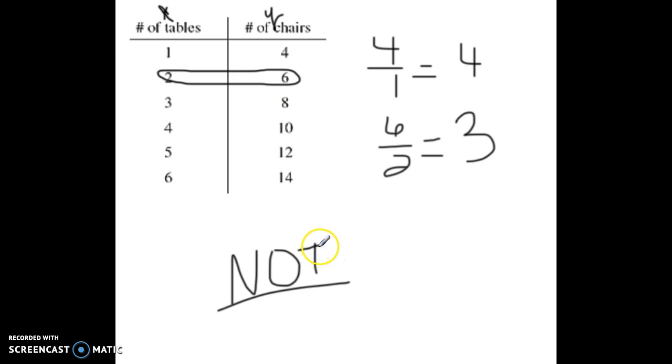Not proportional. Okay? So that's very important to know. So all you have to do is do y divided by x, get the same answer every time. Yes, it's proportional. Get different answers. No, it's not proportional.